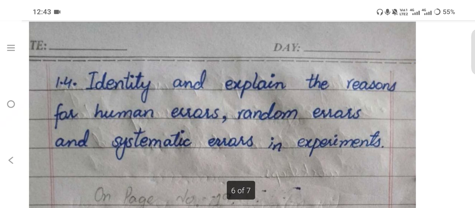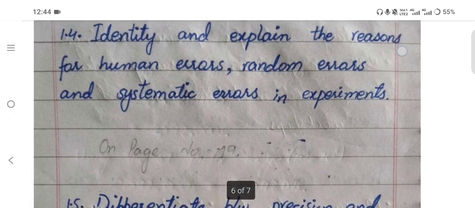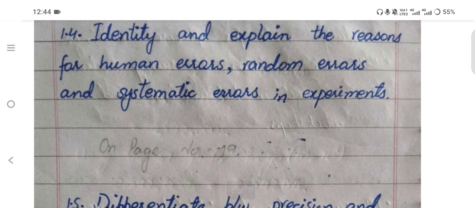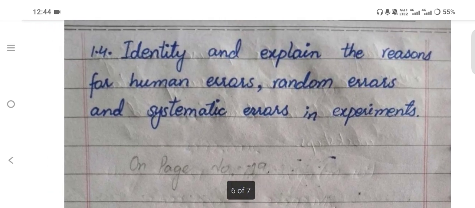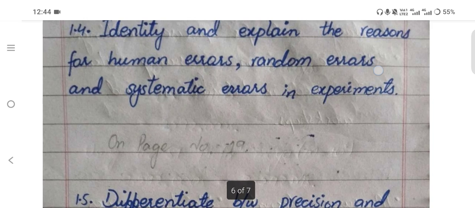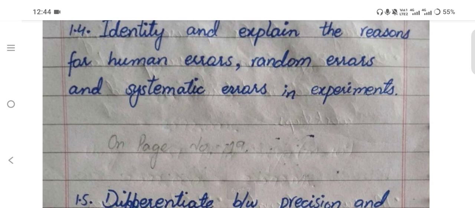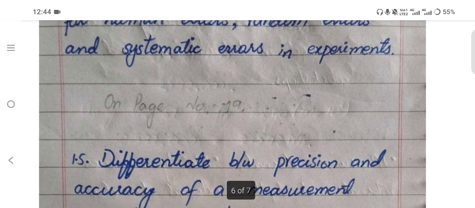Now, question number 1 is: identify and explain the reason for the human error, random error, and systematic error in the experiment. And here we have one comment from a member about page number 19 of the book. You can see page number 19 of the book, or you can visit our previous lectures regarding this topic: errors, random errors, and systematic errors in the experiment. And in case of any confusion, you can text us.